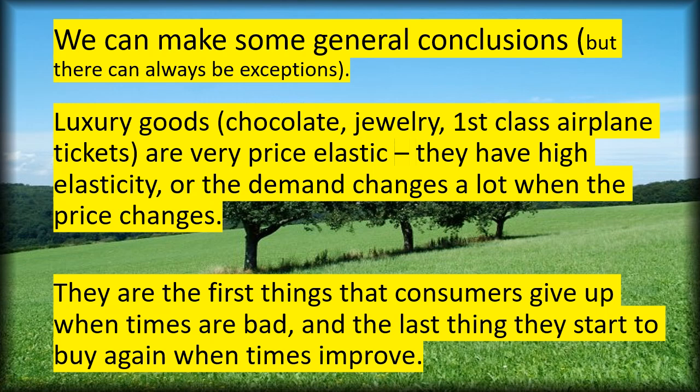So we can make some general conclusions, but there can always be exceptions. Luxury goods, things like chocolate, jewelry, first-class airplane tickets, are very price elastic. They have high elasticity, or the demand changes a lot when the prices change. They are the first thing that consumers give up when times are bad, and they're the last thing they start to buy again when times improve.